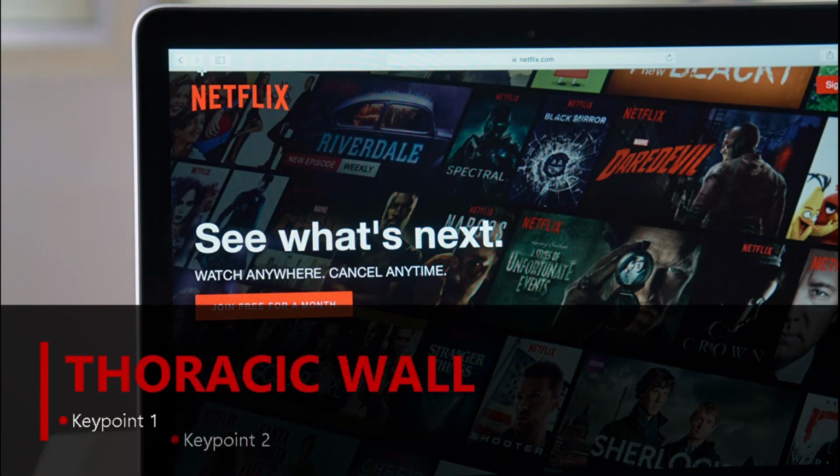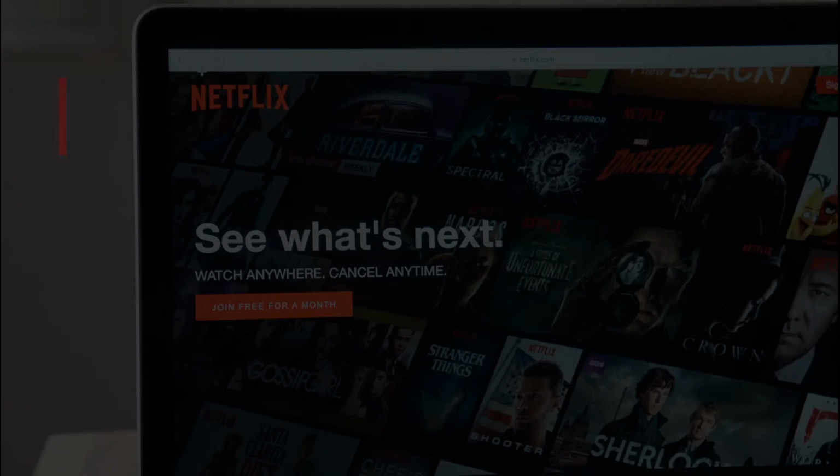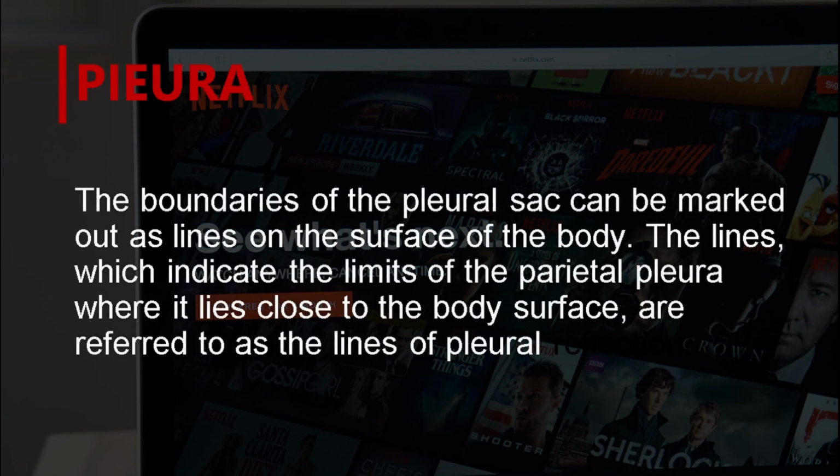Thoracic wall. Pleura. The boundaries of the pleural sac can be marked out as lines on the surface of the body. The lines which indicate the limits of the parietal pleura where it lies close to the body surface are referred to as the lines of pleural reflection.